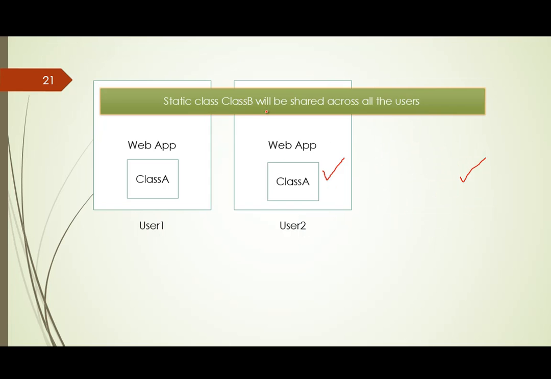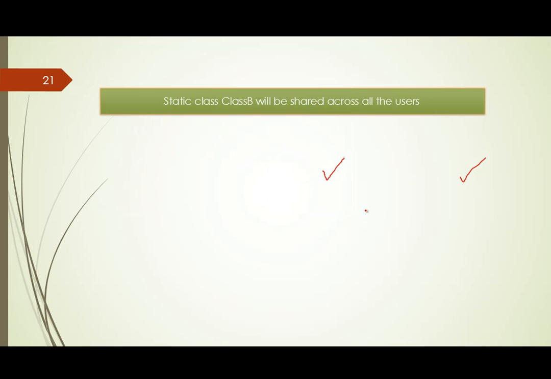Let's say user 2 is gone, so the class A for user 3 is gone, and so on. At last, when you have no user, or when you practically close your application, your static members will go. That's it.